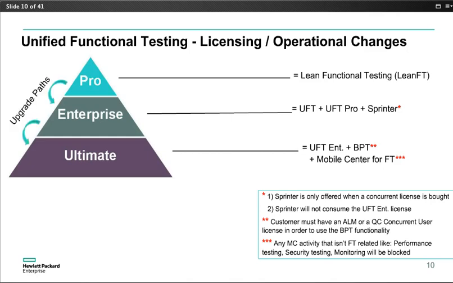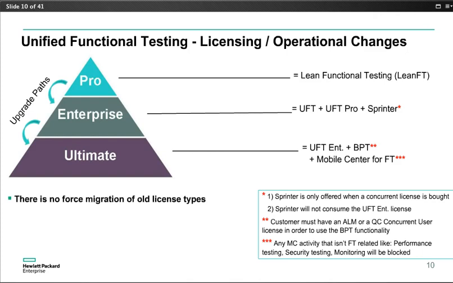There are upgrade paths from one edition to the other. So, for example, if you are currently the owner of UFT, which means that you are a UFT Enterprise user, you are able to upgrade your SKUs to UFT Ultimate, and by that get access also to testing your mobile devices. I forgot to mention that UFT Ultimate, every piece that you see here as part of this bundle, it's one-to-one. So by buying UFT Ultimate, you're getting one UFT Enterprise, one BPT, one mobile center.